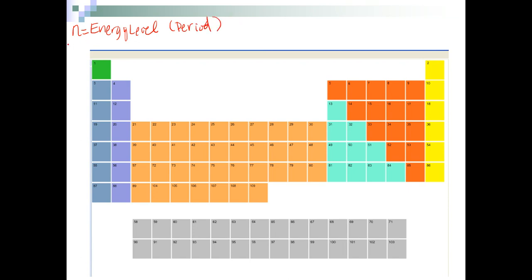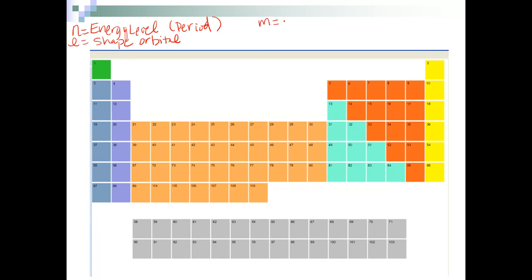Then we talked about L. L is the shape of the orbital. Now, if the orbital shape is S, P, D, or F, that corresponds to a specific block on the periodic table. So we'll look at the blocks shortly.